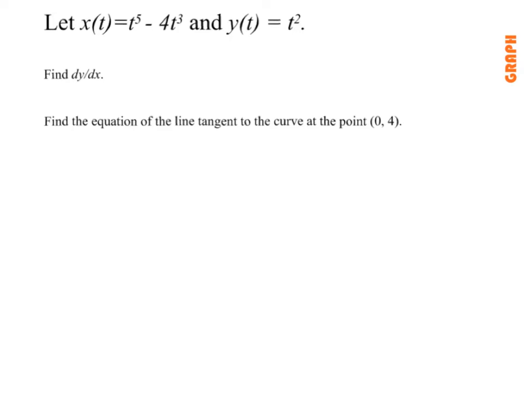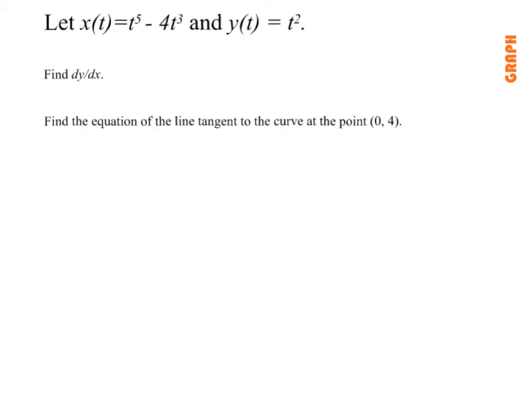In this video, we're going to begin to look at the calculus of polar coordinates. Now, they actually are a little bit easier than I think you would even expect with these two equations. To start with, we have x of t is t to the fifth minus 4t cubed, and y of t is t squared. And we're looking for the derivative, dy dx.